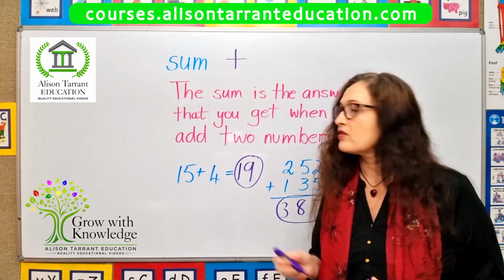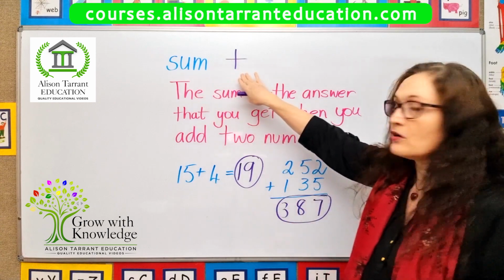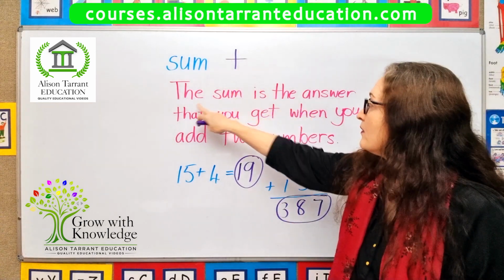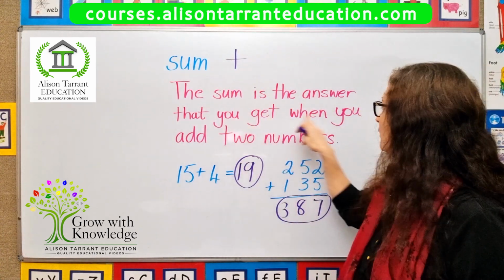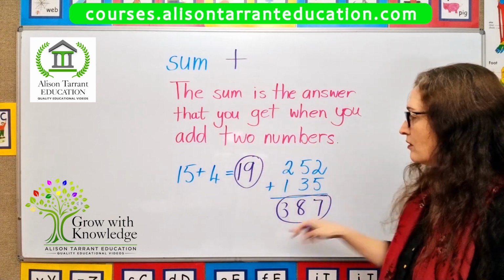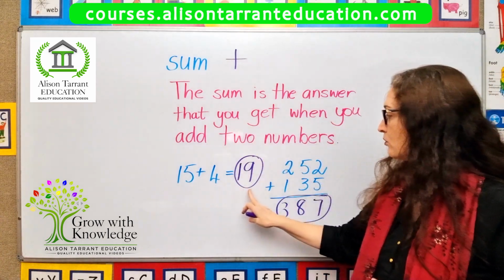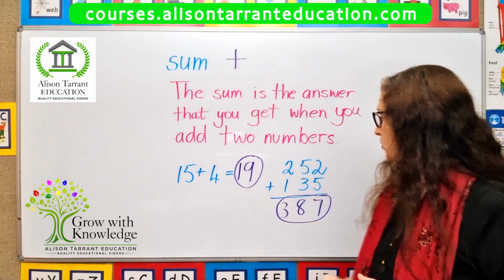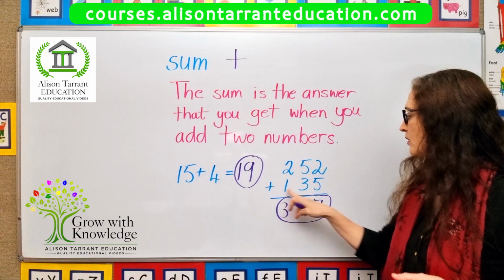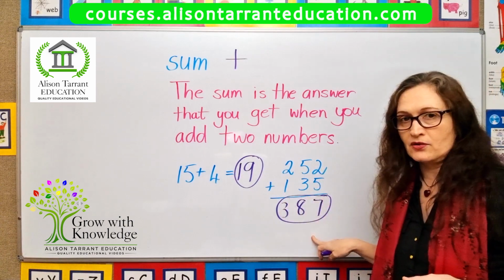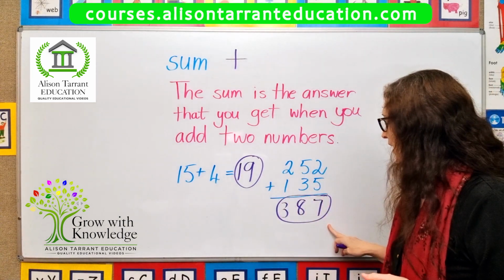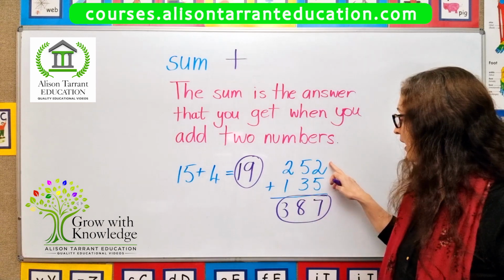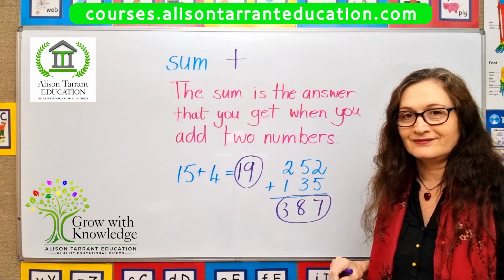So we'll just revise this. Sum is to do with plus or addition. The sum is the answer that you get when you add two numbers. 15 plus 4 equals 19. 19 is the sum of 15 plus 4. 252 plus 135 is 387. 387 is the sum when you add these two numbers.